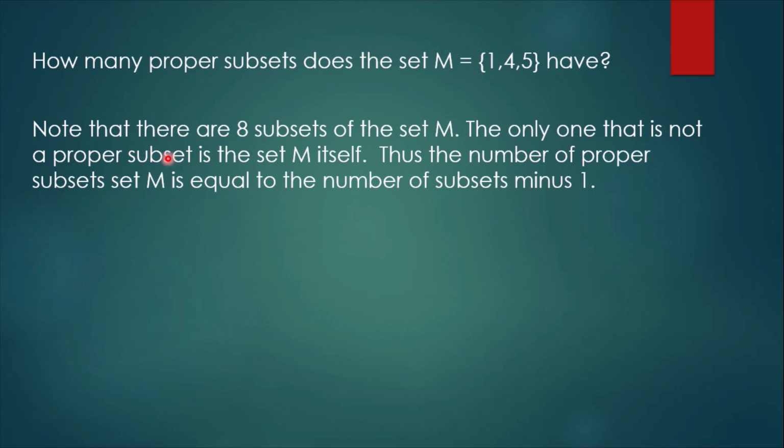Note that there are 8 subsets of the set M. The only one that is not a proper subset of set M is itself. So, the number of proper subsets of set M is equal to the number of subsets minus 1. So, we have this formula: 2 raised to k minus 1. This is the number of subsets minus 1. We subtract 1 because we exclude the set itself, its own elements in the given set.